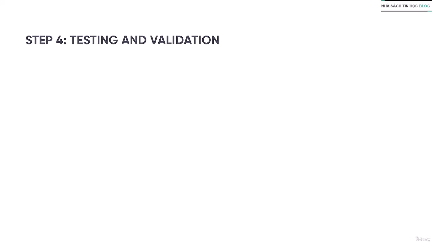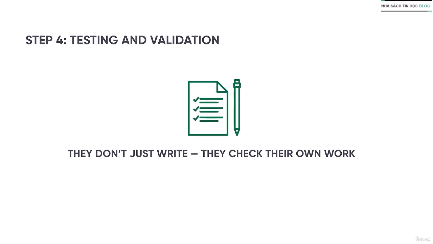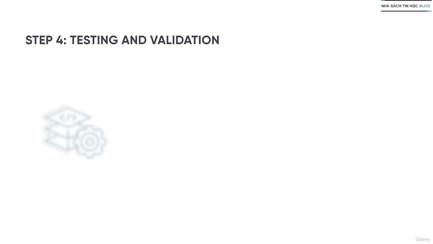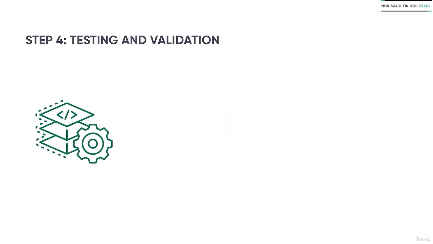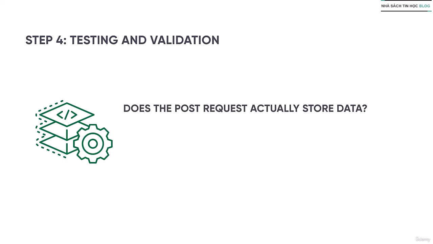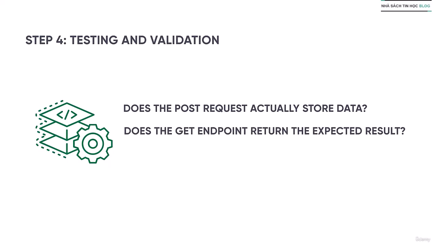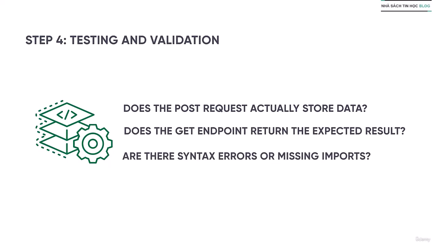Now, next step comes testing and validation. Here's where modern agents get really smart. They don't just write, they check their own work. The AI might run your code in a sandbox environment and test: does the POST request actually store data? Does the GET endpoint return the expected result? Are there syntax errors or missing imports? And if something breaks, it corrects automatically. That's why it feels like you're working with a fast, tireless teammate.